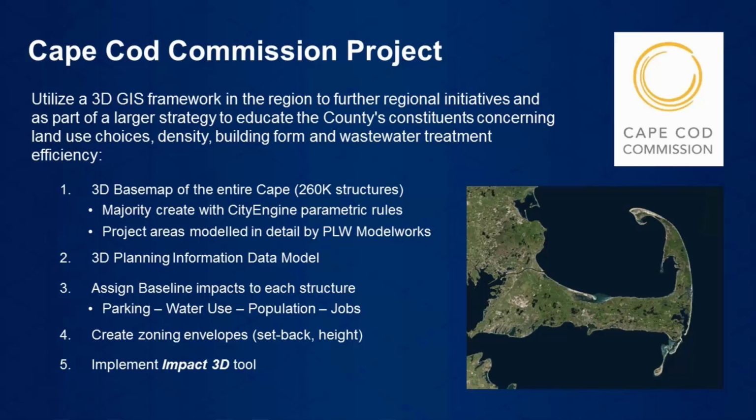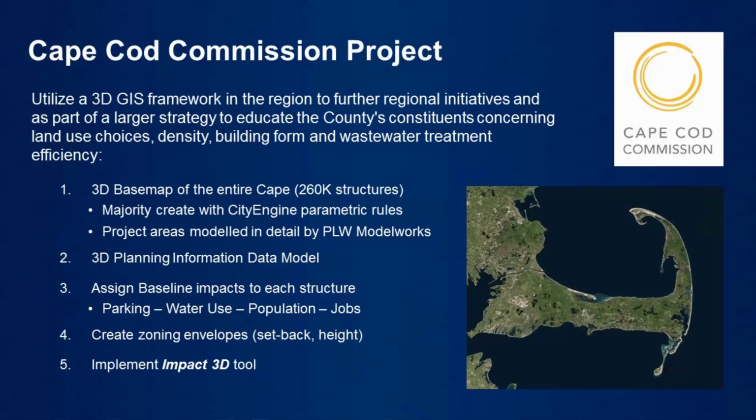But the project goals are pretty straightforward. The goal is to develop a 3D GIS framework to further regional initiatives as a strategy to educate the county constituents concerning land use choices, density, building form, and wastewater treatment efficiency. So what we're doing in the project is we're first creating a 3D base map of the entire Cape. It's over 260,000 structures. The majority of these models will be created with CityEngine's parametric rules, but there are specific project areas that have been modeled out by a vendor, PLW ModelWorks, one of our partners.